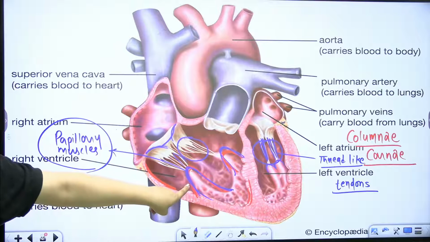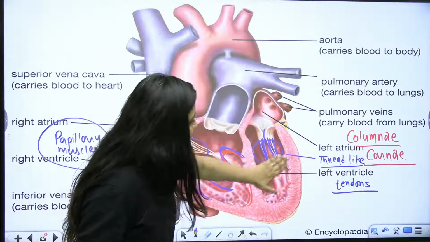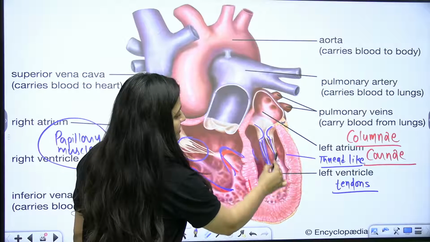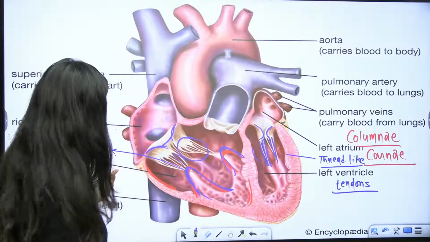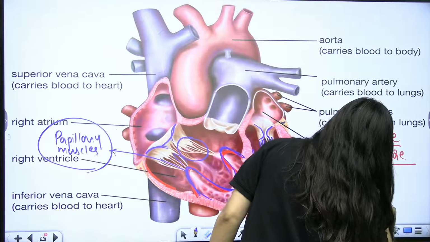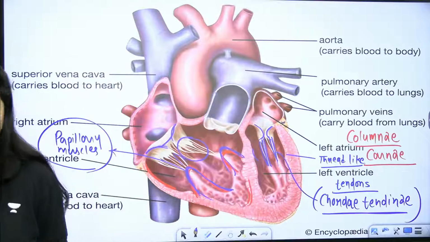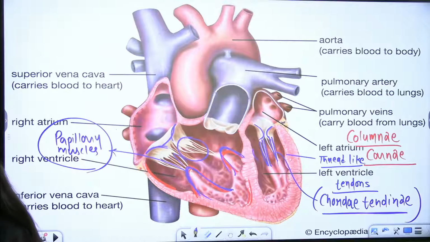A question can come from this part. These thread-like tendons are attached to the flaps here, and then they are attached to this papillary muscle. So obviously they are holding the flaps like this, and we call these thread-like tendons the chordae tendineae. Is that clear? They are strong thread-like tendons in the heart.